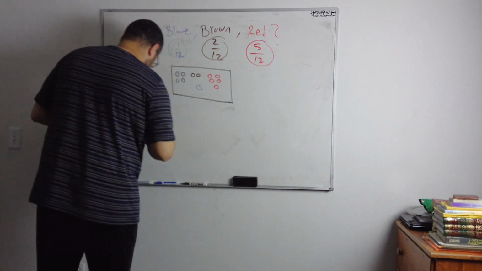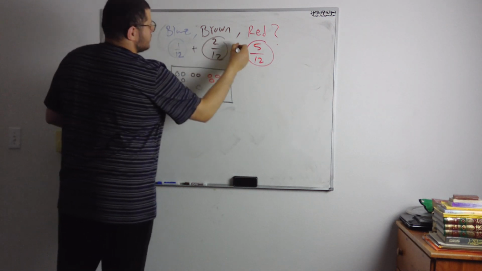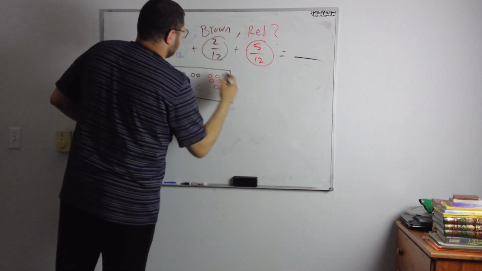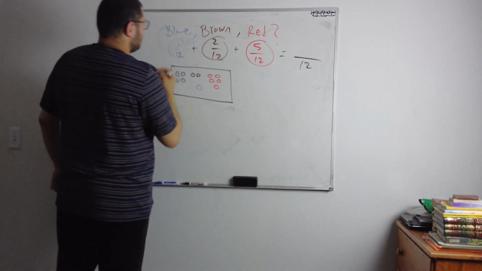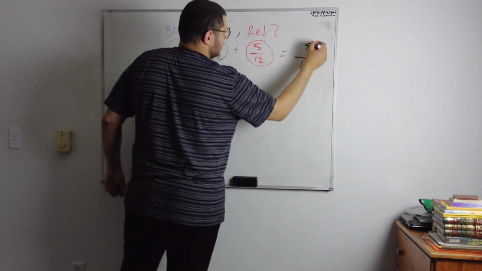And then we find the final answer. We have to add them. We keep the 12, the same denominator. 1 plus 2 plus 5 is 8. So 8 out of 12.